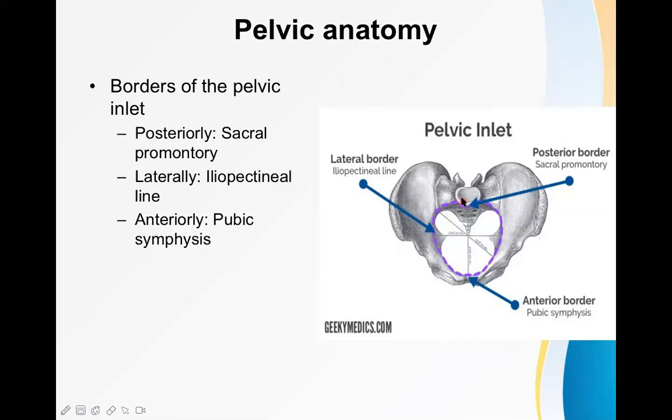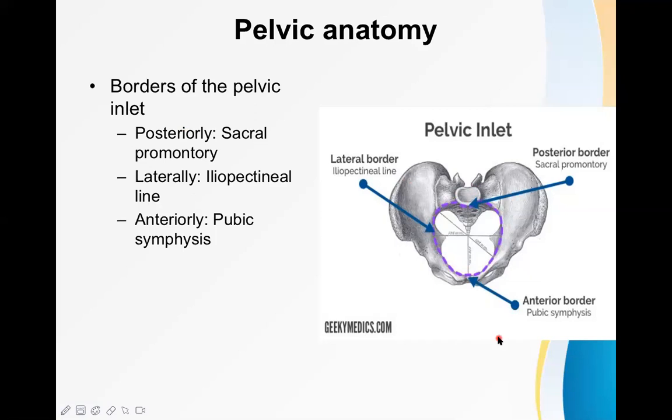This is the posterior border, which is formed by the sacral promontory, and this is the lateral border, which is formed by the iliopectineal line. Iliopectineal line it is called. Here is the sacral promontory. This is a part of the sacrum bone. It's a type of vertebra, and this is the pubic symphysis joint. So this is called pelvic inlet, also known as pelvic brim.